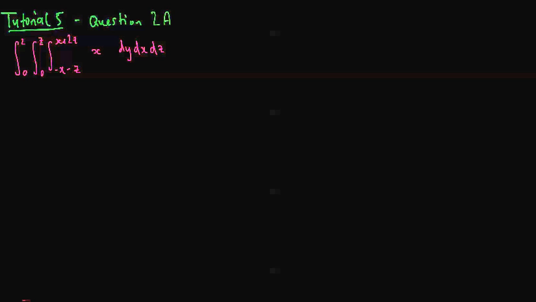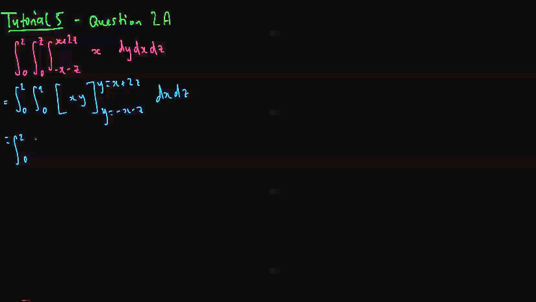These limits depend only on z, so it can't be z, so it must be x, and then these are constants, so they must be z. Okay, so let's find this. This is equal to, outer integrals remain unchanged, 2 to 0, z to 0, and this becomes xy, and we're going from y equals x plus 2z to y equals negative x minus z. So we just have to sub those in, dx dz, so it's equal to the integral of x times (x plus 2z) minus x times (negative x minus z) dx dz.